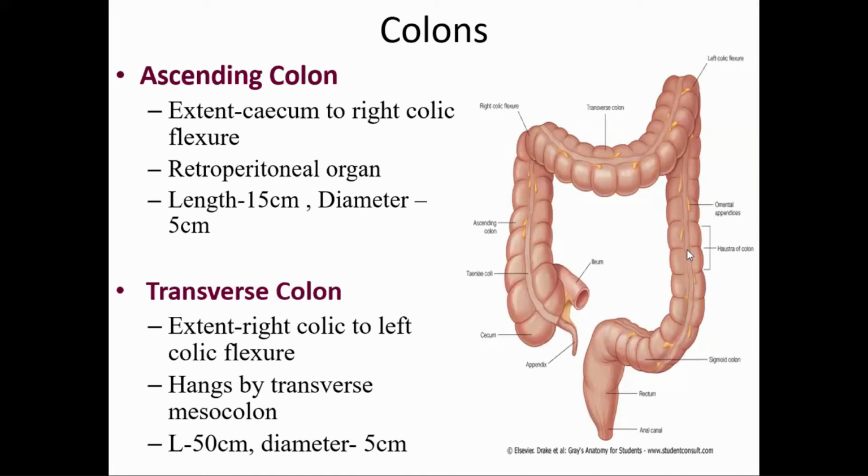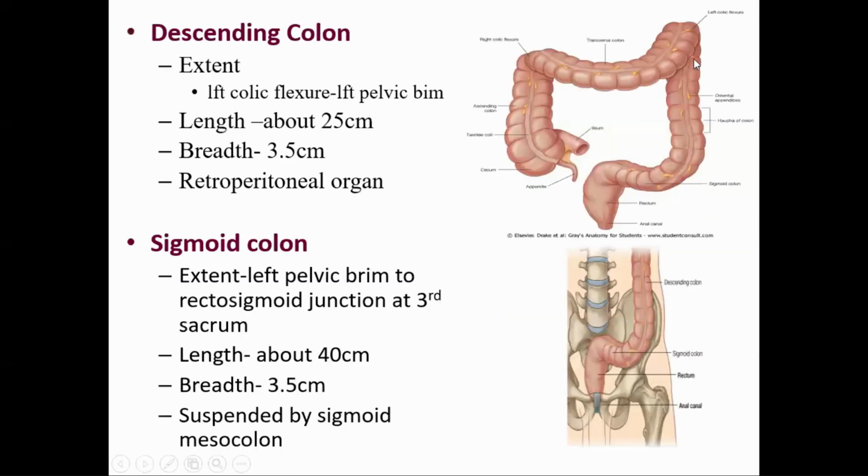Now the descending colon. It extends from the left colic flexure to the left pelvic brim. You know what the pelvic brim is? So it extends from the left colic flexure to the left pelvic brim, and this is also a retroperitoneal organ. Its length is about 25 centimeter. Breadth is 3.5 centimeter.